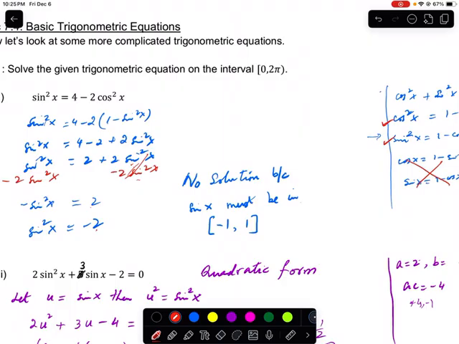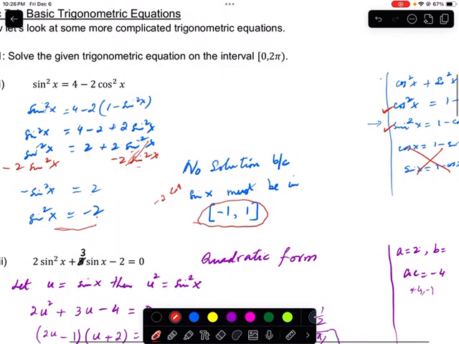Now there will be no solution here because negative 2 is less than negative 1, right? The values must be between negative 1 and 1. That's why anything out of this we cannot have a solution. Also note here, this is sine squared, and because we are talking about real numbers, it cannot be negative, since you cannot take the square root of a negative. So we say no solution here.